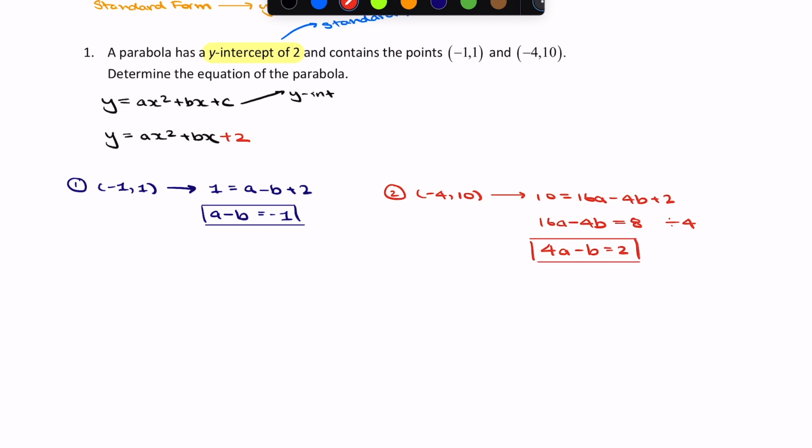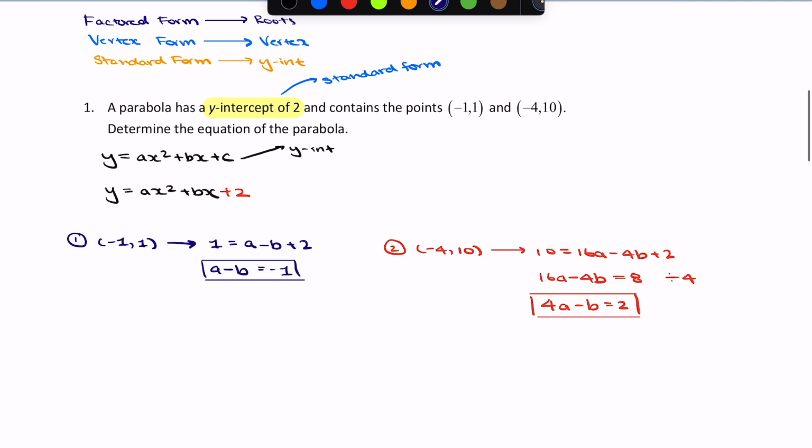So we have two equations, which means we have a system of equations. And to solve a system of equations, remember there's two ways. First way is by substitution, and the second way is by elimination. And regardless of which way you do it, you should get the same answer. Here, we're going to use elimination.